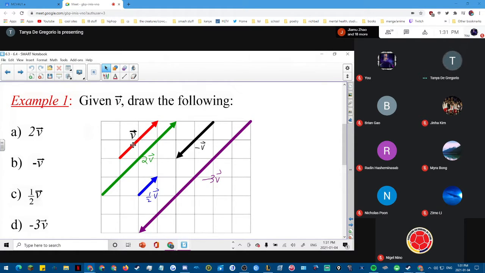Negative v. So now I want to draw negative v. So it has to be the exact same length that we see there. It's still going through 2 boxes, right? But it's in the opposite direction. Notice, guys, all of these vectors are parallel.